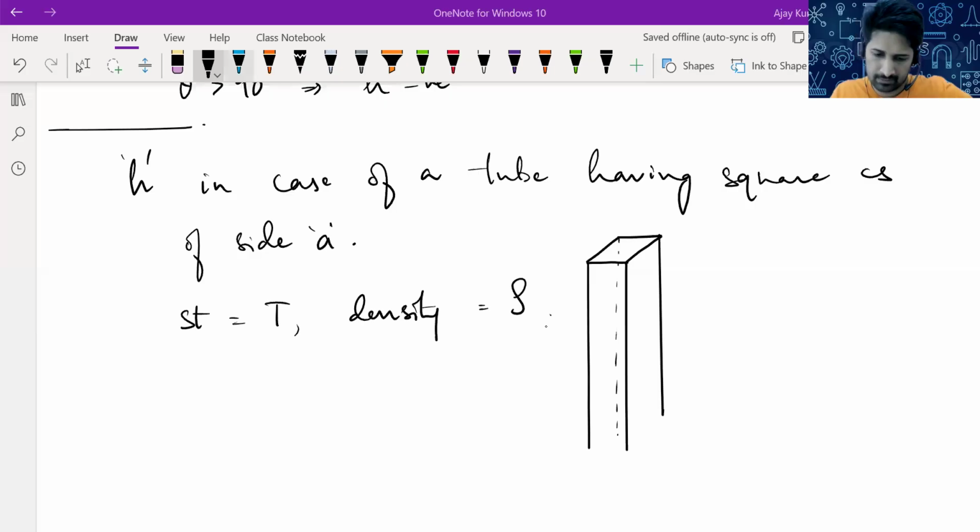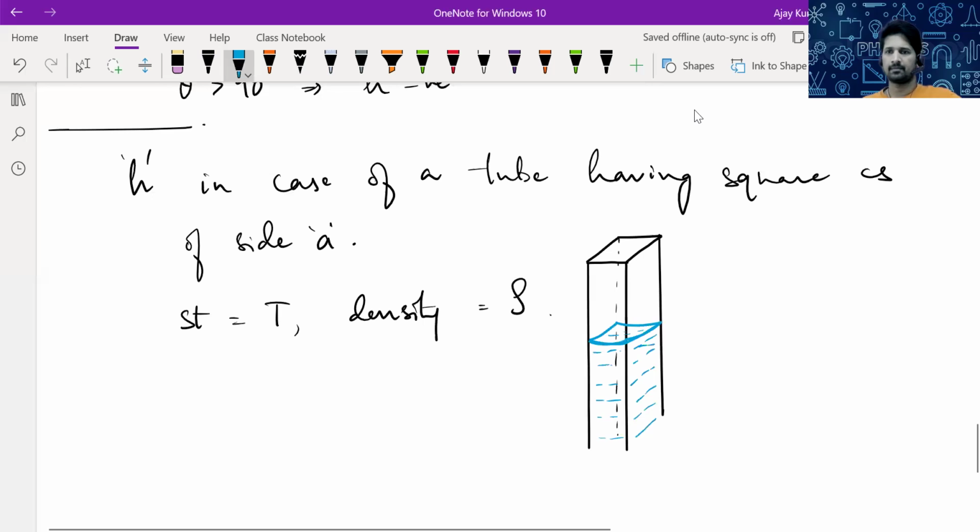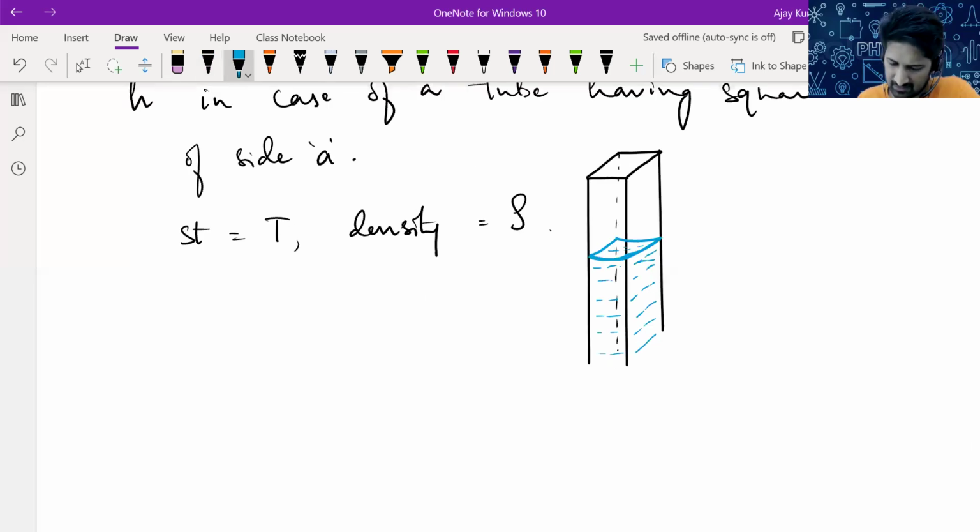In case the cross section is a square, the liquid surface, I mean the meniscus, would look like this. It will still be making the same contact angle. Contact angle is a property of the liquid and the solid with which it is in contact, so that will not change. Try. If you visualize the free surface, the meniscus, in this case, it kind of looks like this.